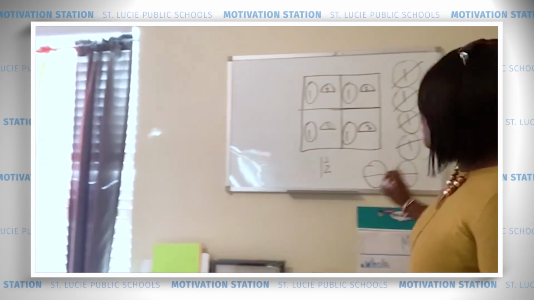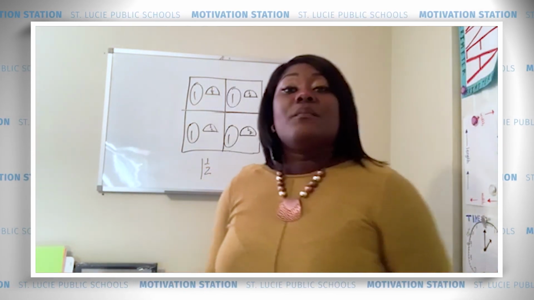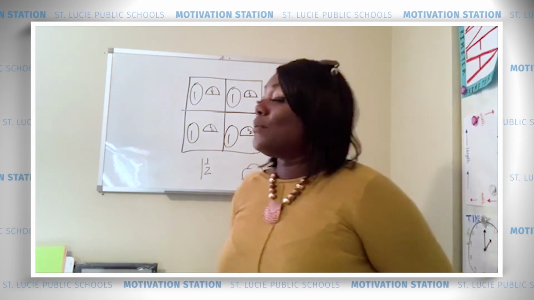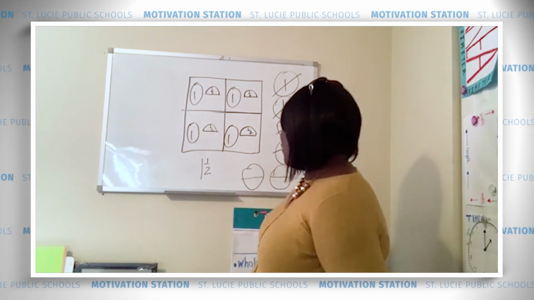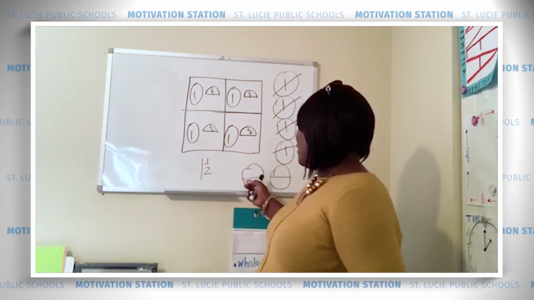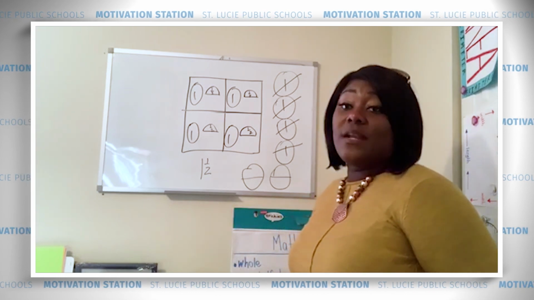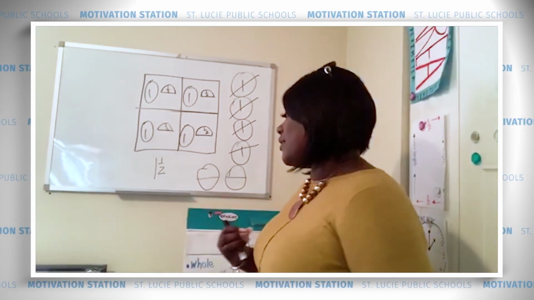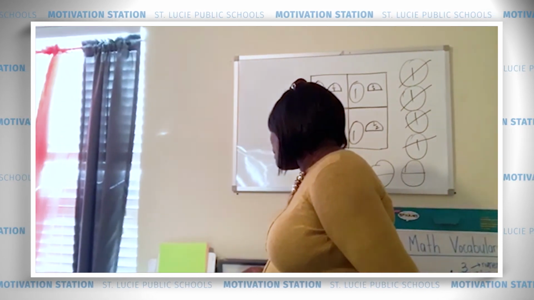Could I have shared those last two cookies differently? Absolutely. I could have broken them into fourths. Each person would have gotten two fourths. They would have gotten a fourth out of here and one fourth out of here. So they would have gotten two fourths. They would have one whole cookie and two fourth size pieces of a cookie. Okay.